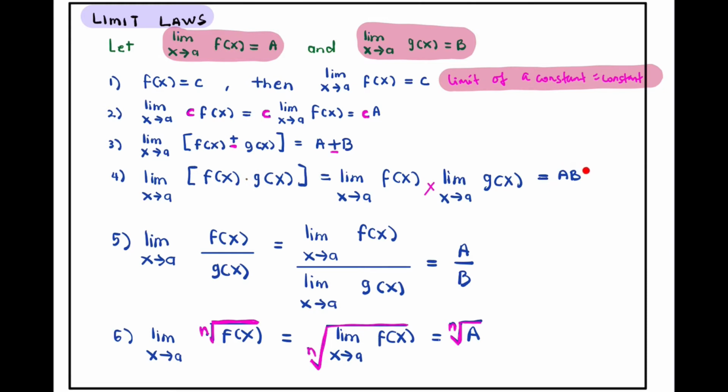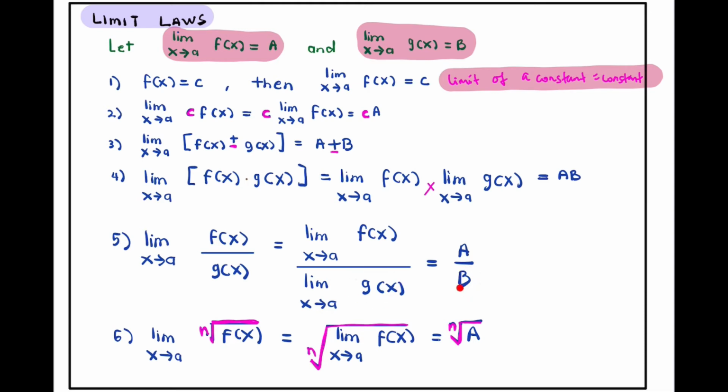Next, if you have a quotient like this, the limit of f(x) divided by g(x), you can split the limit: the limit of f(x) divided by the limit of g(x). So let's substitute, this is a over b.